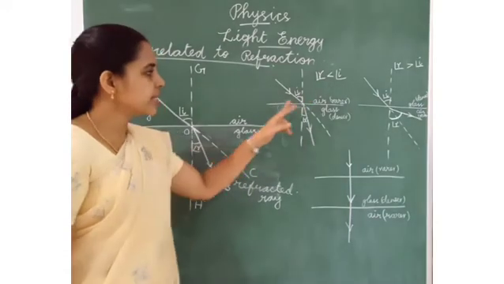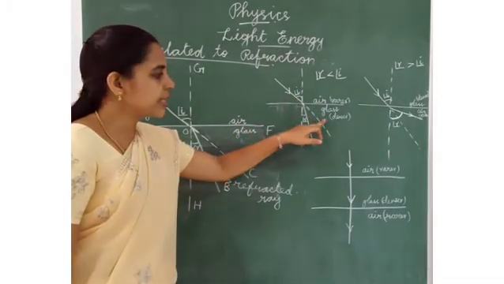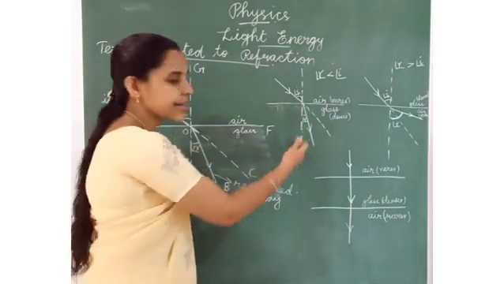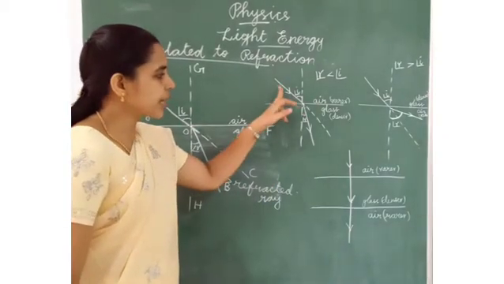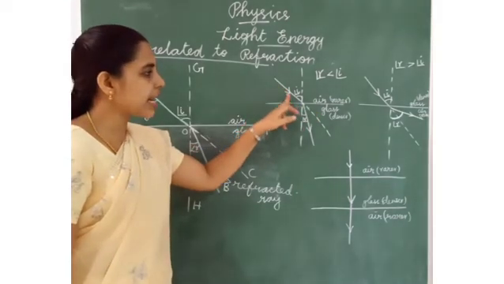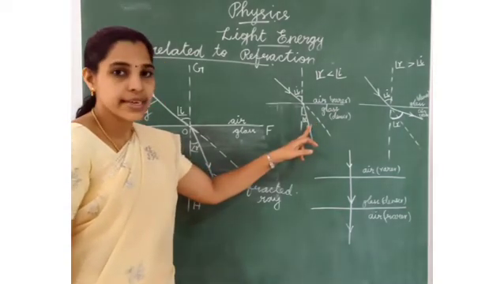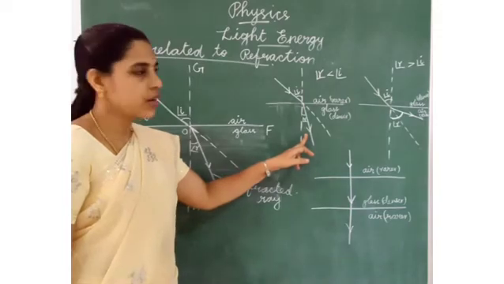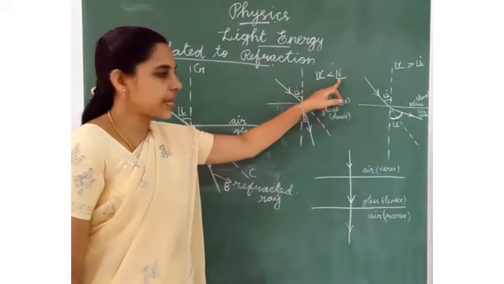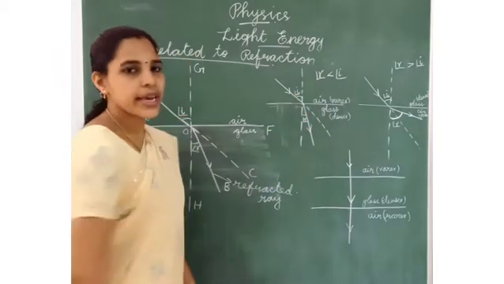First rule: when a ray of light goes from the rarer medium to the denser medium, it bends towards the normal. This perpendicular line is the normal line. So the incident ray of light from the rarer medium, air, to the denser medium, the refracted ray bends towards the normal. So the angle of refraction is less than the angle of incidence.